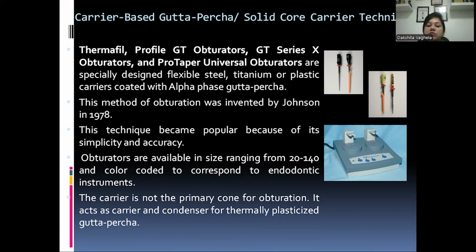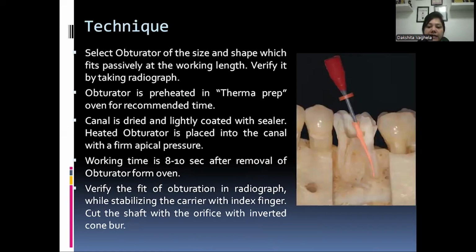There are obturators available in sizes ranging from 20 to 140 and color coded to correspond to endodontic instruments. The carrier is not the primary cone for obturation. It acts as carrier and condenser for thermally plasticized gutta percha. So the technique is, see, this is the obturator. This is coated with GP. So the GP is melted and heated, and this acts as a carrier.